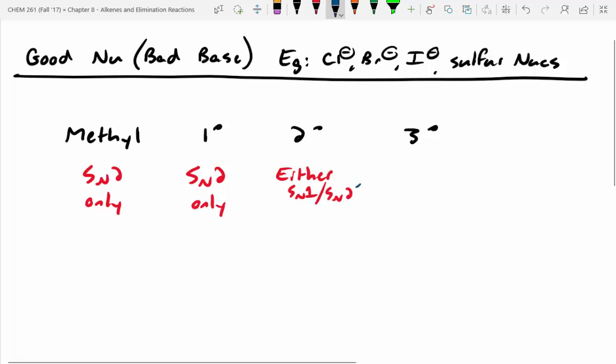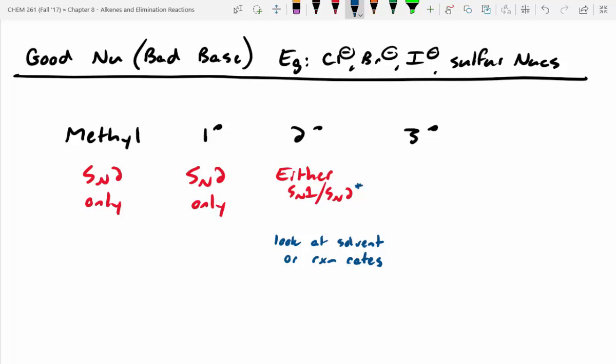Yeah, what you could do is maybe look at solvent. Or reaction rates. So if you've got a polar aprotic solvent, is that going to favor SN2 or SN1? SN2, exactly. If it's a polar protic solvent, that tends to favor SN1. If you're still stuck, check the reaction rate. If you double the concentration of your nucleophile and the rate doubles, is that SN2 or SN1? It would be SN2, exactly.